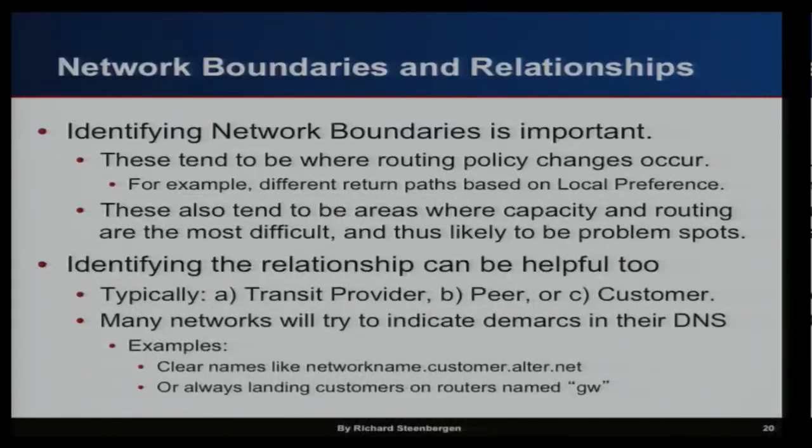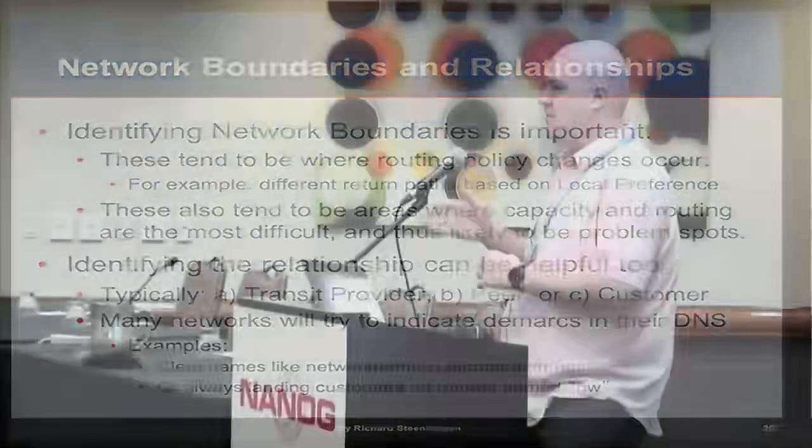So if it's on my network and I prefer Level 3 and I hand it off to this other guy and he prefers Sprint for the return path, the return path changes the instant it leaves my network. And so by knowing where the network boundary is, you're going to know how the return path was affected, how all the routing was affected, and how that's going to affect Traceroute.